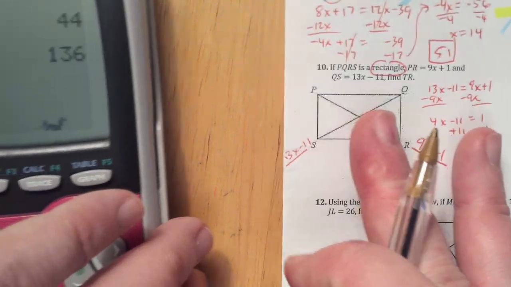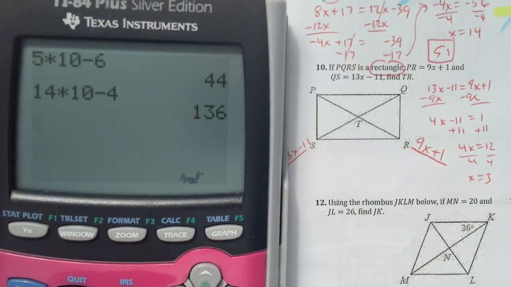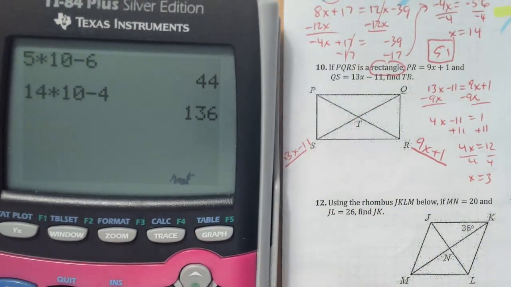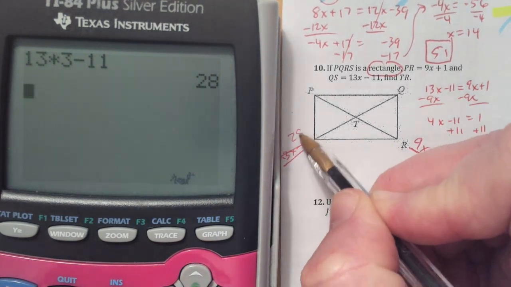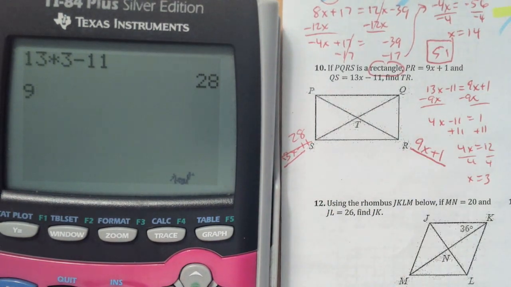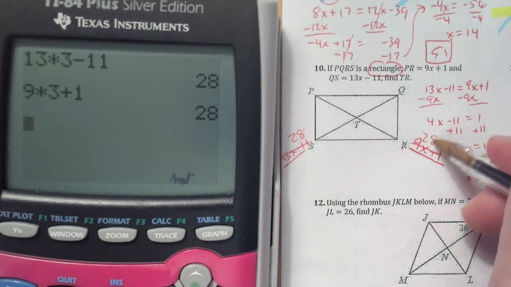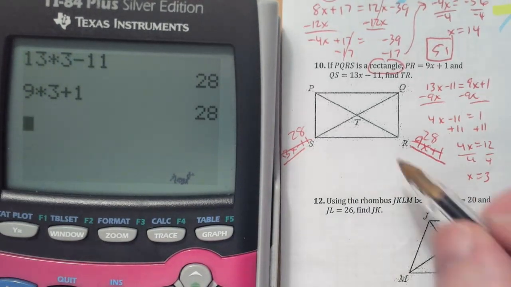So if we plug this back in, we have 13 times that 3 we said, minus 11. So this should be 28. Let's plug it into the other one. That should also be 28, but we're not sure yet. It is, so I feel really good about that. Okay, so this is 28 and that's 28.